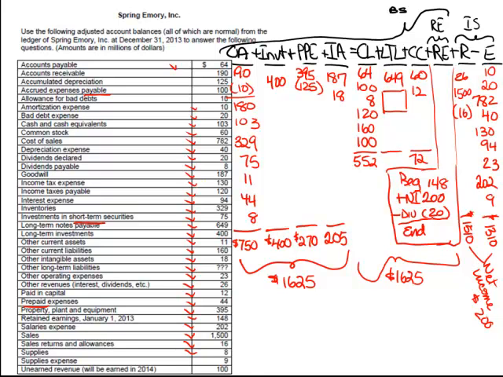So beginning retained earnings of 148 plus our net income or profits of 200 minus the profits we paid out to our shareholders of 20 will give us ending retained earnings. And ending retained earnings is 328.